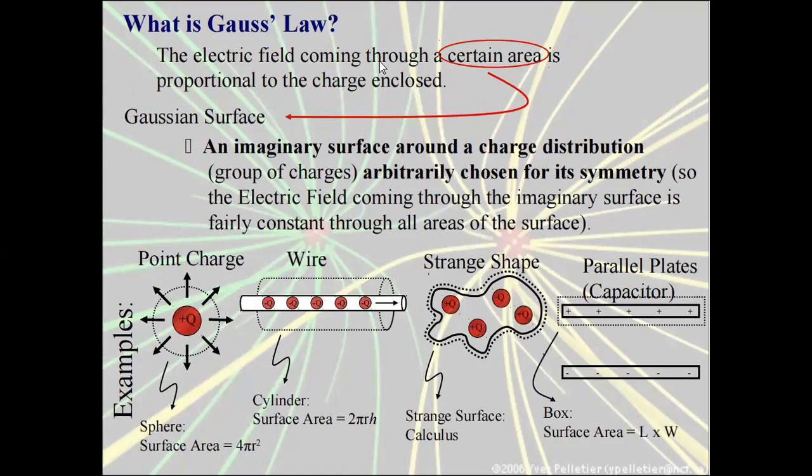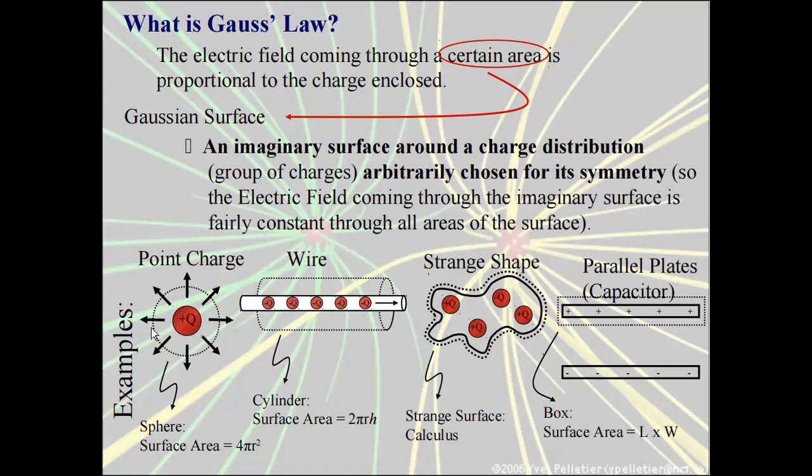It says the electric field coming through a certain area is proportional to the charge enclosed. That means a Gaussian surface, because we are discussing Gauss's law for a bunch of charges. A bunch of charges or a big amount of charge will exist in a surface called a Gaussian surface, an imaginary surface around a charge distribution, a group of charges, arbitrarily chosen for its symmetry. So the electric field coming through the imaginary surface is fairly constant through all areas of the charges.